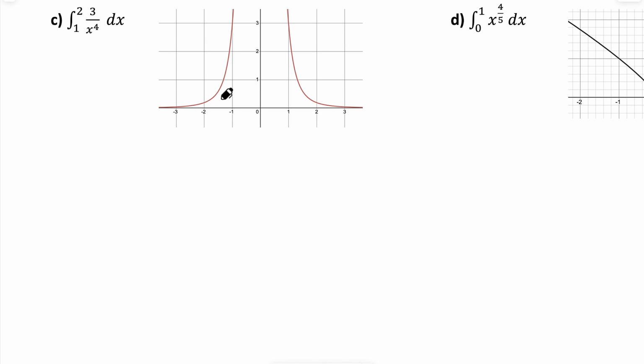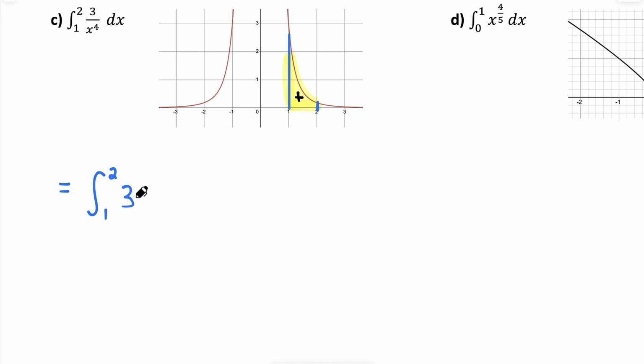Part C, the definite integral between 1 and 2 of 3 over x to the 4 dx. Over that interval, the function is above the x-axis, so the area we would be finding is just this total area between the curve and the x-axis right there, which I know is going to be positive. Before I find the antiderivative of this function, I'm going to rewrite my integrand into a format where it's going to be easier to find its antiderivative.